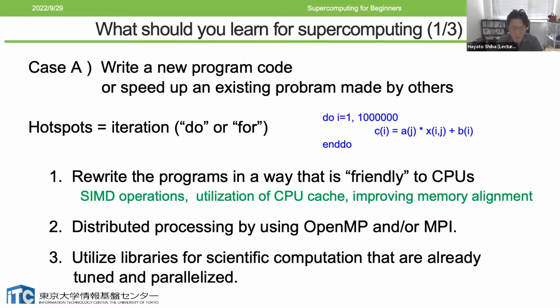And third, we may utilize libraries for scientific computation, which have already been made by other people, which are fully tuned and parallelized for usage on supercomputers. So by these techniques, we should try to speed up your program or a program available from other people.